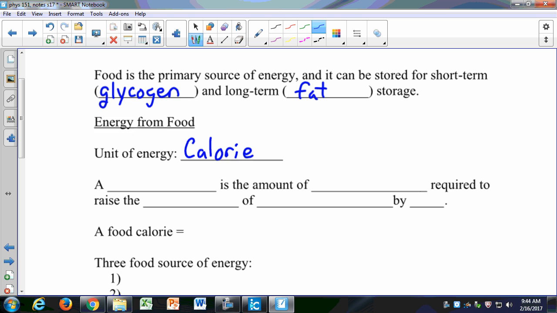And that's different from the lowercase c calorie. A calorie, lowercase c, is the amount of energy required to raise the temperature of 1 milliliter of water.